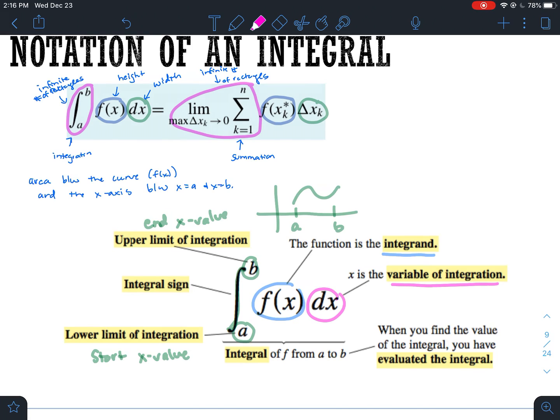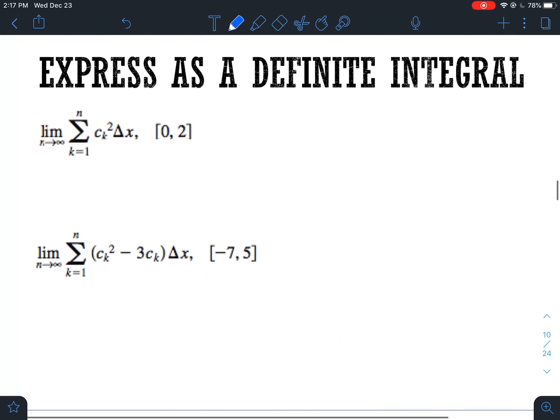And then the dx is going to be the variable of integration. So we'll see problems where it's not dx, it's like dy or da. It's telling you what variable you're going to integrate, or which variable you're going to undo the derivative of. And then how we read this is we read this as the integral of f from a to b, or you can read it as the integral from a to b of f. So when you find the value of the integral, you have evaluated the integral. So that is a definite integral because you're evaluating from a specific x value to another specific x value.